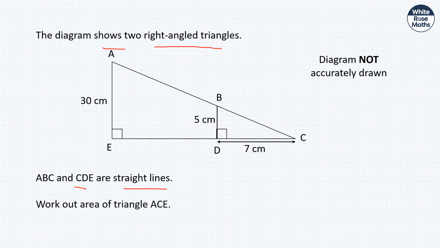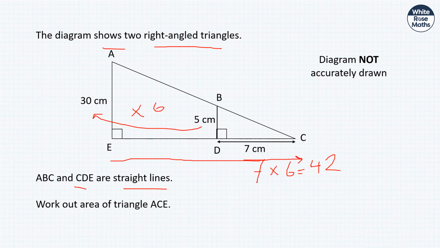So we're going to be very careful here, guys. Times that by 6. So I've got to do 7 times 6, which is equal to 42. But 42 is all of this side length here. So ED is actually 35 centimeters, because 35 plus 7 is equal to 42. So 42 centimeters.